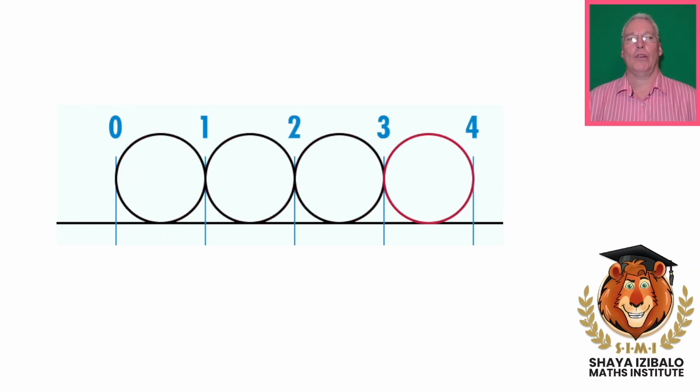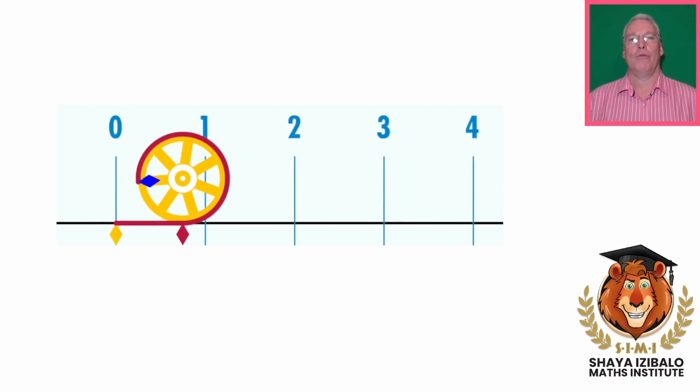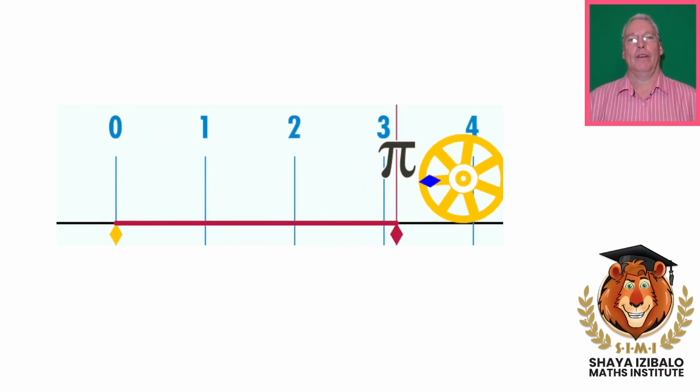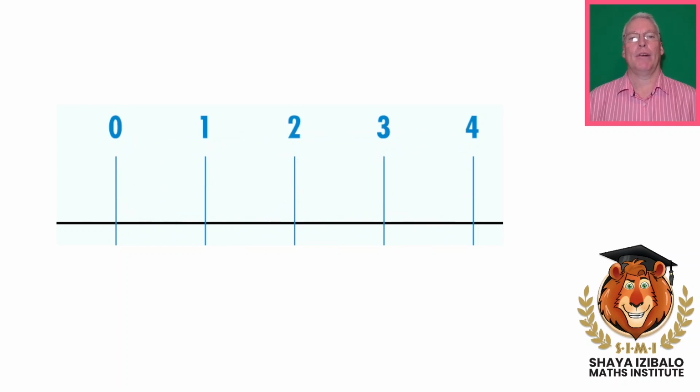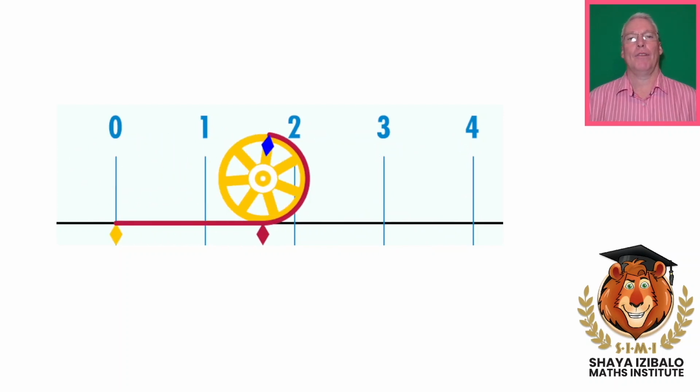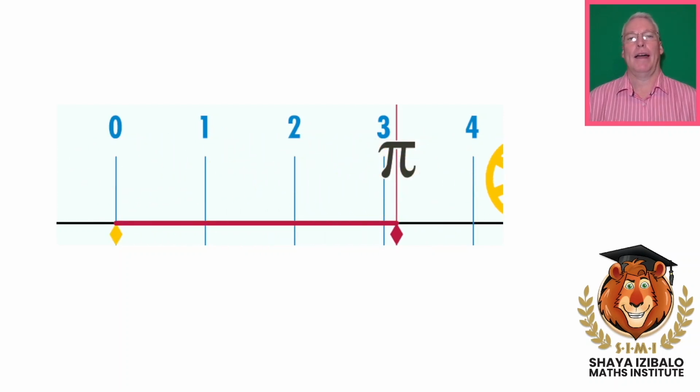So if we've got a circle with a diameter of 1 and it rolls one full rotation, it will roll a distance of exactly pi. Pi is the number of times greater the circumference of a circle is than its diameter.